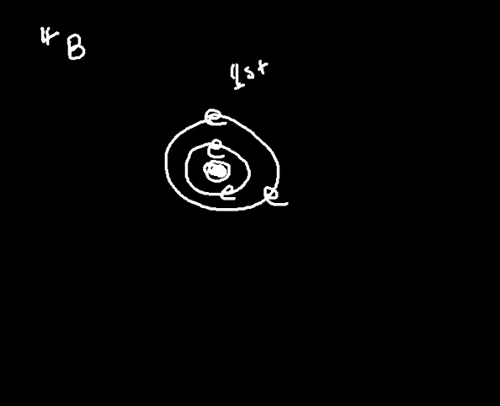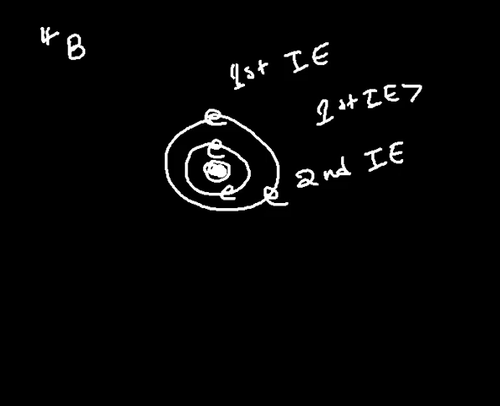The first ionization energy will be less than the energy required to remove the second one, because this electron experiences the repulsive force from the other electron and from the inner core electrons. Therefore, it is easier to remove. But the removal of the second electron will require more energy. That is the second ionization energy. So you observe that the first ionization energy will be less than the second ionization energy.